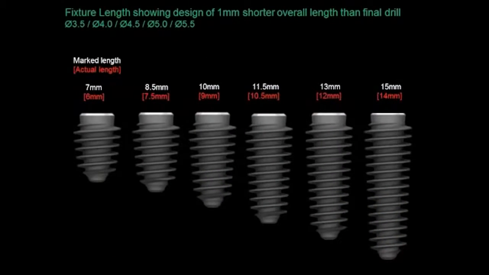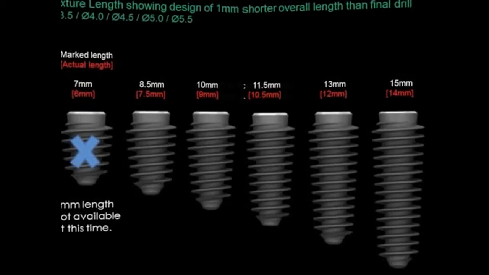Now at this point in time, we do not have the 7 millimeter length implant available, but that is coming hopefully in the near future. The lengths are 8.5, 10, 11.5, 13, and 15, but 1 millimeter shorter than the actual written length. So an 8.5 millimeter implant is actually 7.5, and so forth and so on. So let's look at the case.